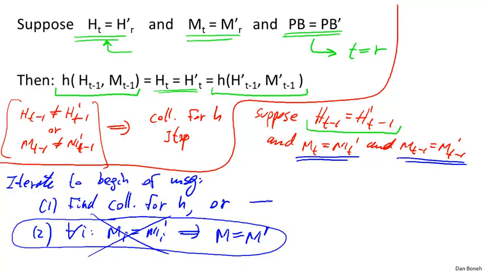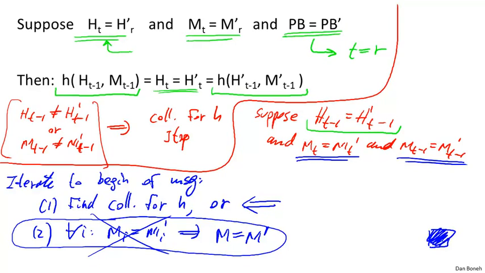And as a result, this means that we have to find a collision for the compression function, so that as we work our way from the end of the message all the way to the beginning, at some point we must find the collision for little h. Okay, so this basically completes the proof of the theorem, so I can put a little QED block here.